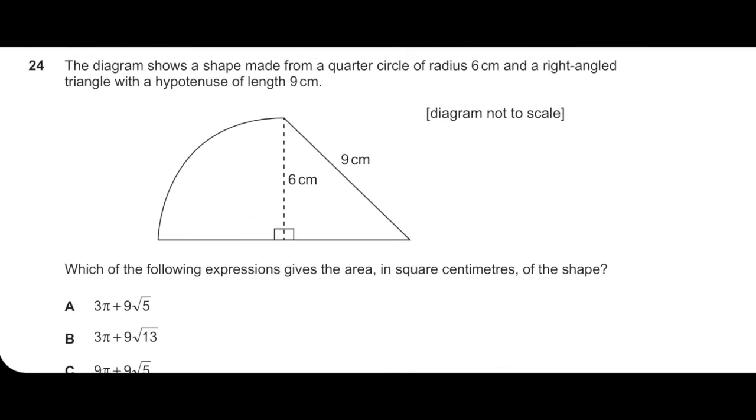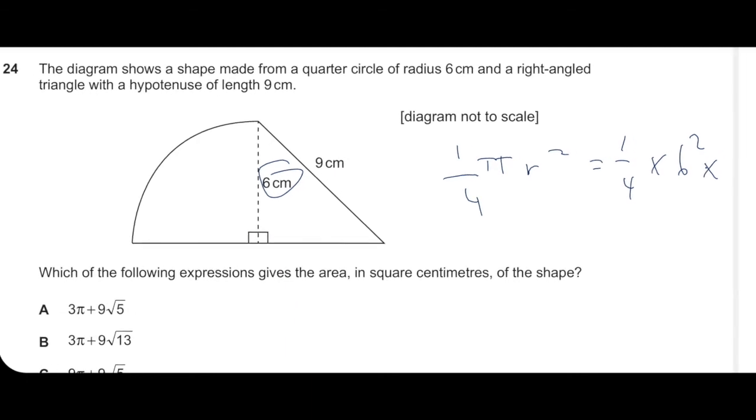So how you'd approach this question is by first working out the area of the quarter circle and then working out the area of the triangle. As you can see, the triangle's area isn't so easy to calculate, and I'll go into that further. So let's start off with calculating the area of the quarter circle. To calculate the area of a circle, it's pi times r squared. We want to work out a quarter of that, so it'll be a quarter pi r squared. And we know the radius is 6, so we can do a quarter times 6 squared times pi.